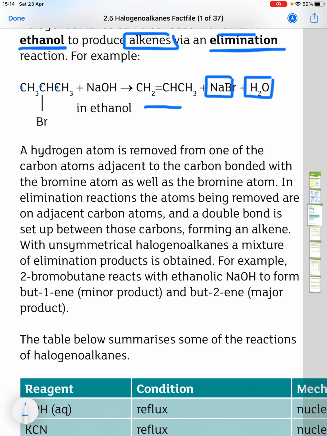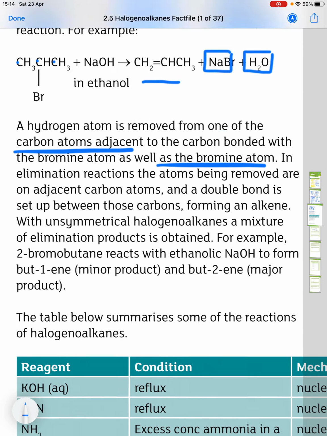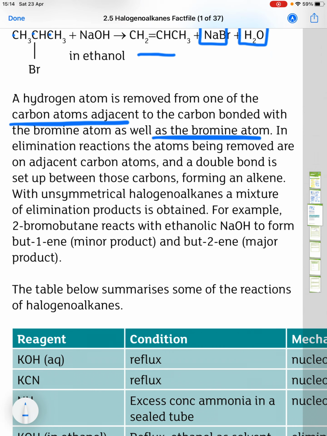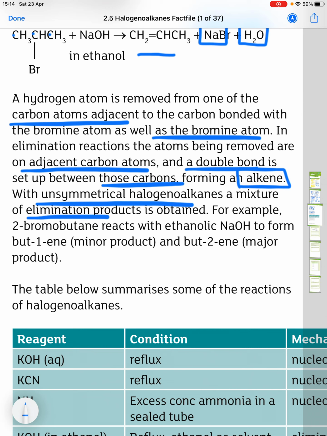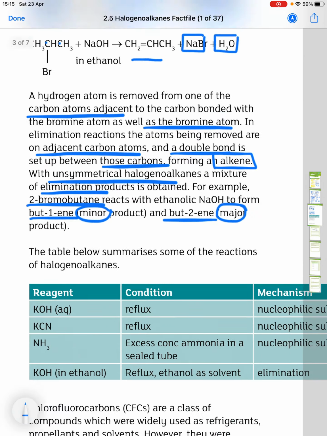So a hydrogen atom is removed from one of the carbon atoms adjacent to the carbon bonding with the bromine atom, as well as the bromine atom. So in elimination reactions, the atoms being removed are on adjacent carbon atoms, and a double bond is set up between those carbons, forming an alkene. With unsymmetrical halogenoalkanes, a mixture of elimination products is obtained. So for example, 2-bromobutane reacts with ethanolic sodium hydroxide to form but-1-ene as the minor product and but-2-ene as the major product.